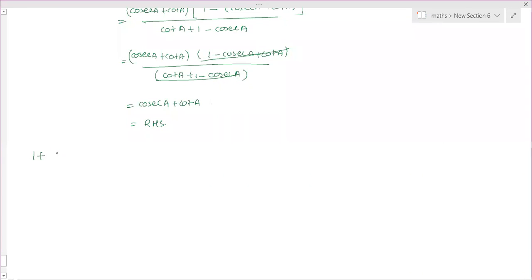1 plus cos theta plus sin theta divided by 1 plus cos theta minus sin theta is equal to 1 plus sin theta by cos theta. This is one question. Second question.